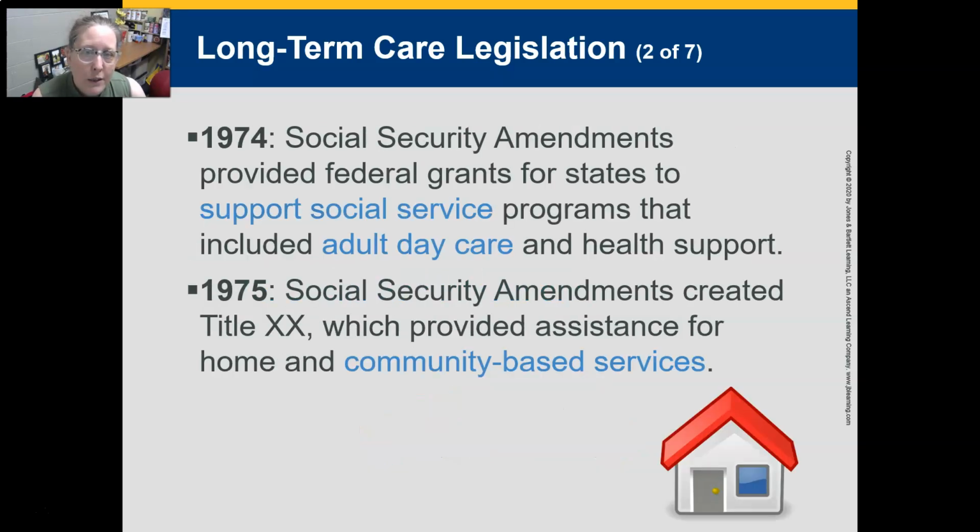In 1974, the next legislation is a Social Security Amendment that provided federal grants for states to support social service programs that included adult daycares and other health supports. So that was about 10 years later, so we saw that we needed things beyond just nursing homes. In 1975, another Social Security Amendment created Title 20, which provided assistance for home and community-based services. So again, now we're expanding long-term care, and we're going for payment for care at home and community-based services.